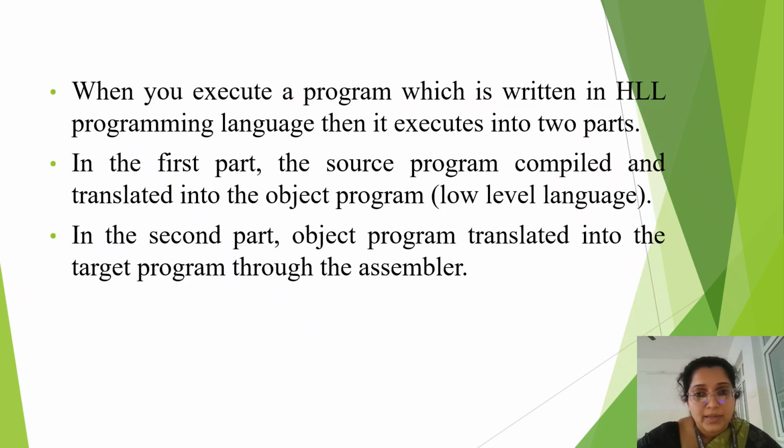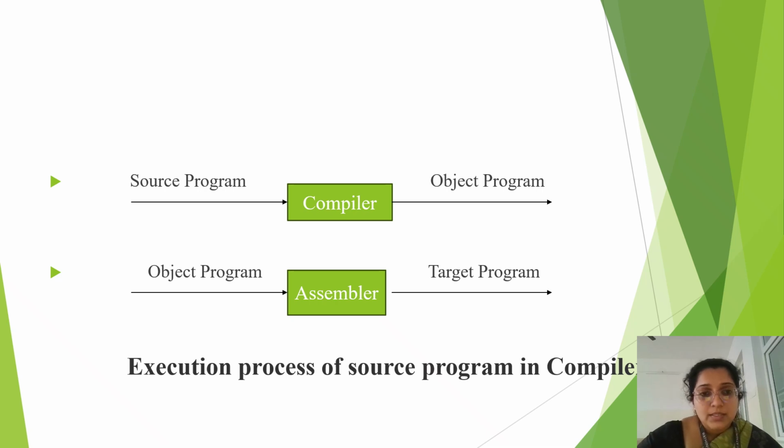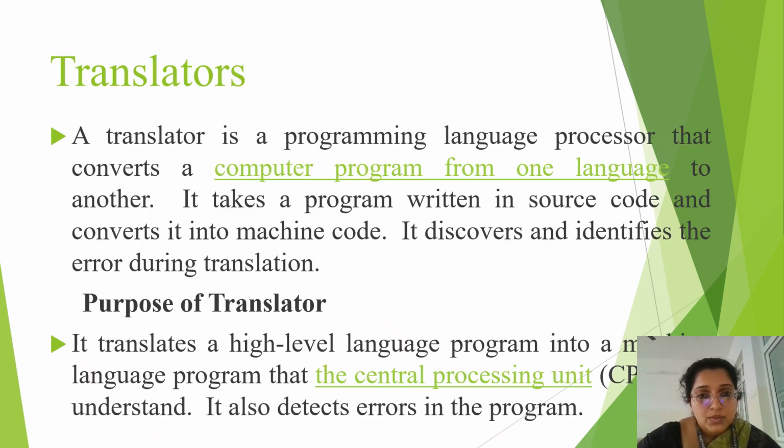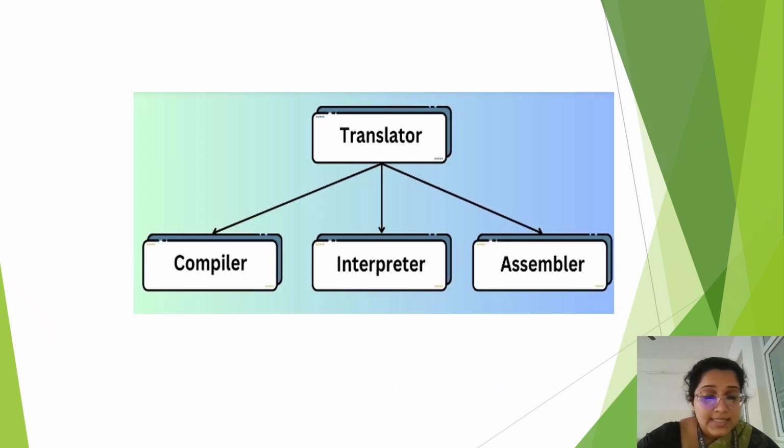When you execute a program written in a high-level language, it executes in two parts. The first part is the source program and the second part is the object program. The source program is compiled into an object program, and the object program is assembled using an assembler and we receive a target program. The translator is a programming language processor that converts a computer program from one language to another. The translator has mainly three types: compiler, interpreter, and assembler.